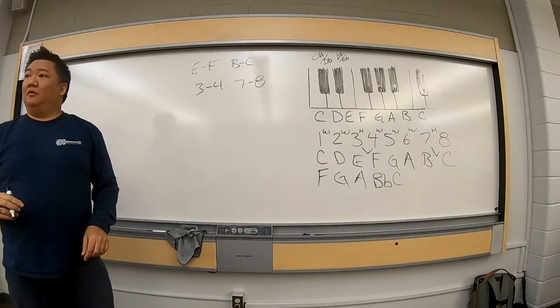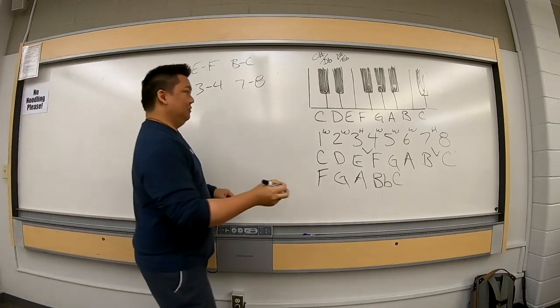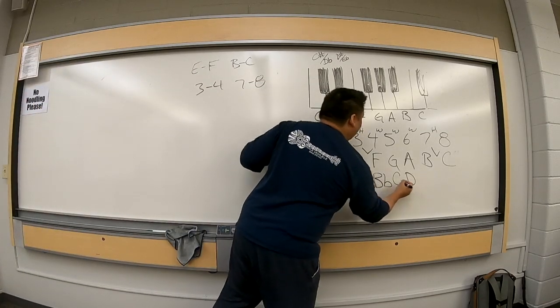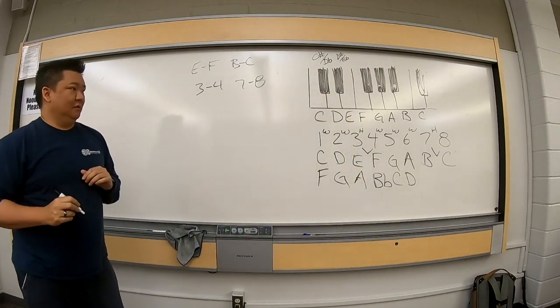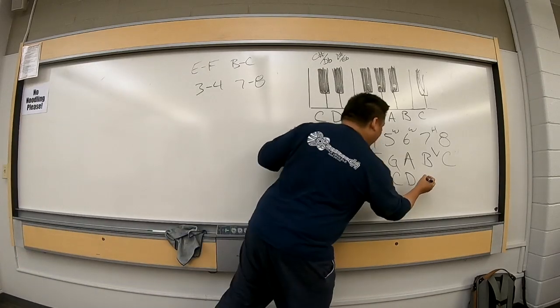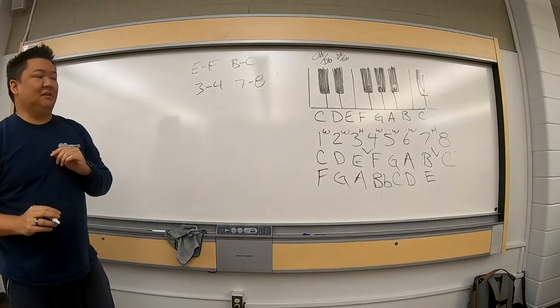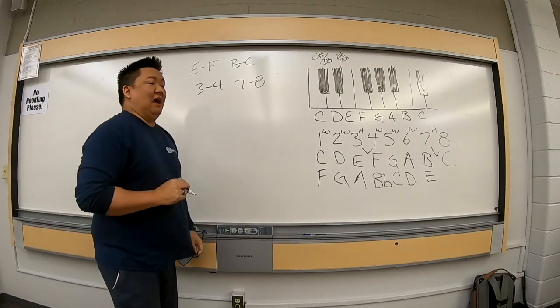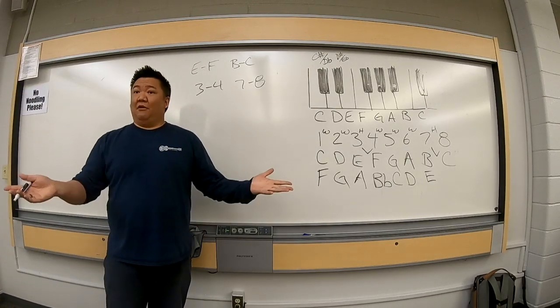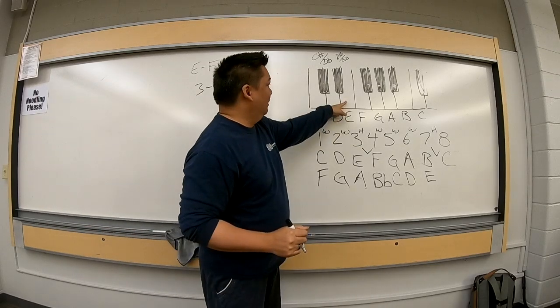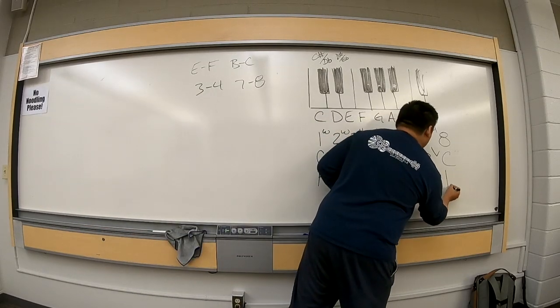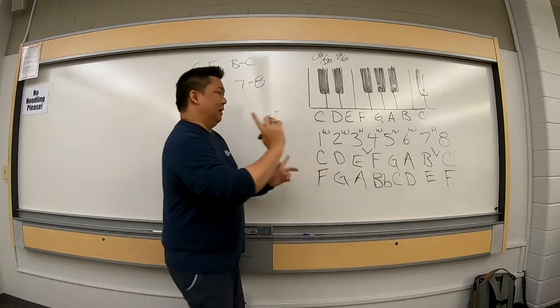5 to 6, half or whole? Whole. C to D. 6 to 7, half or whole? Whole. D to E. So not too bad. Now, something weird is going to happen. Not only am I dealing with 7 to 8, but I'm dealing with an E. Half or whole, 7 to 8? Half. E to F. And that matches my 1 and 8.